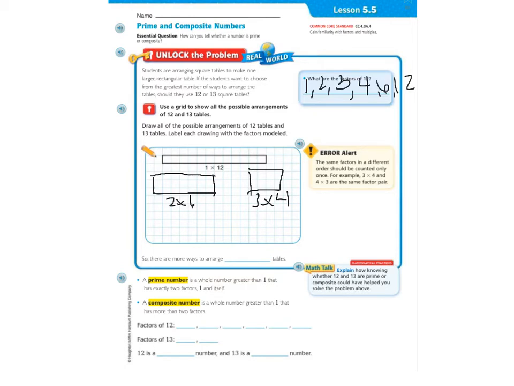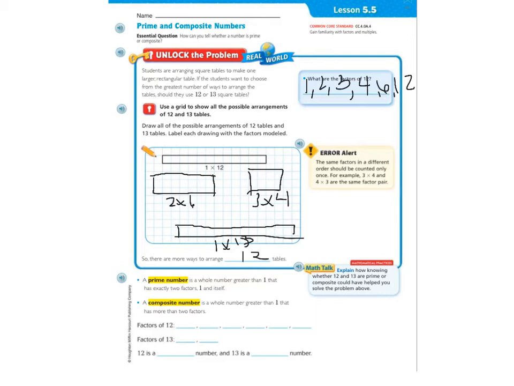Now we also need to model a table of 13. Now 13 is a prime number, meaning only 1 and itself can go into 13. So we're going to go up 1 and over 13. 1, 2, 3, 4, 5, 6, 7, 8, 9, 10, 11, 12, 13. Okay, and that's 1 times 13. So there are more ways to arrange 12 tables, as we can see with our models.